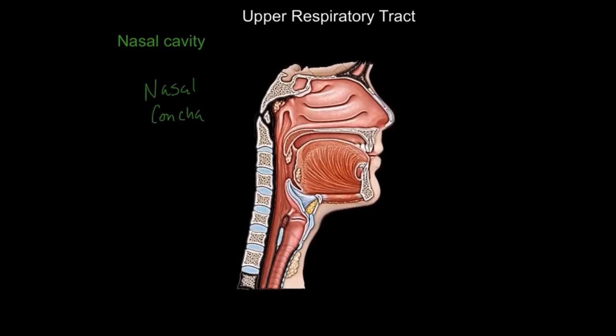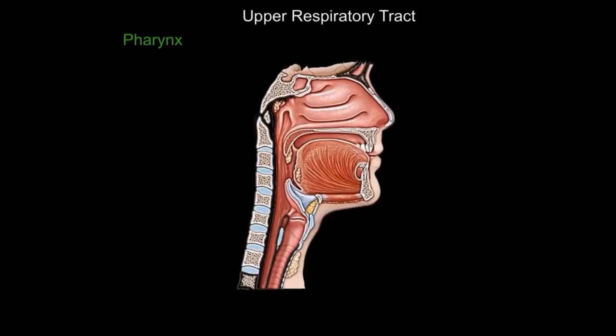Nasal concha work by creating turbulence in the air that we breathe. And turbulence is air particles colliding. When air particles collide, they generate heat, causing the air to warm up. Other structures surrounding the nasal cavity are the hard palate, which forms the bony roof of the mouth, and the soft palate, which forms the back part of the nasal cavity. Not pictured is the nasal septum, which divides the nasal cavity into right and left halves.